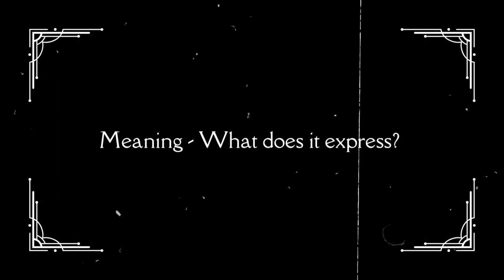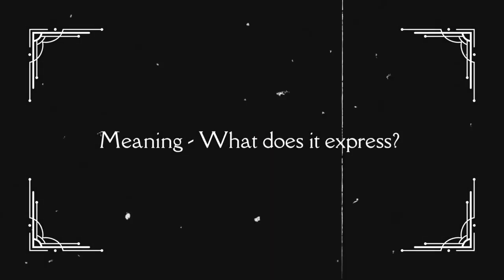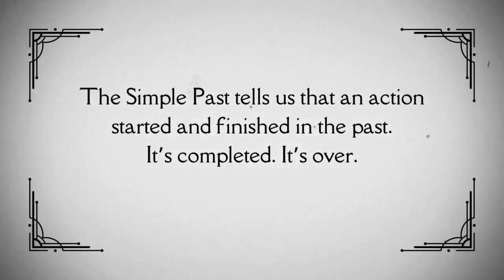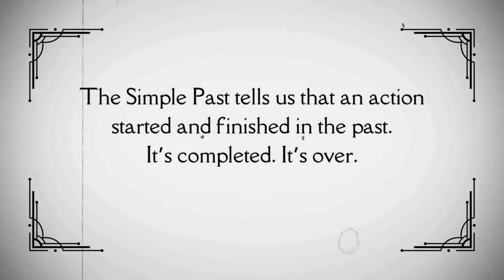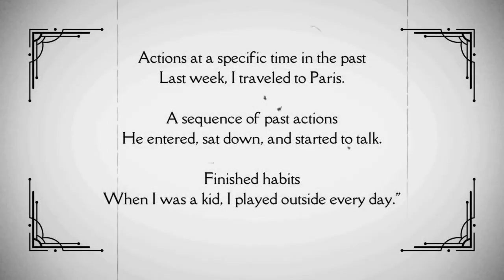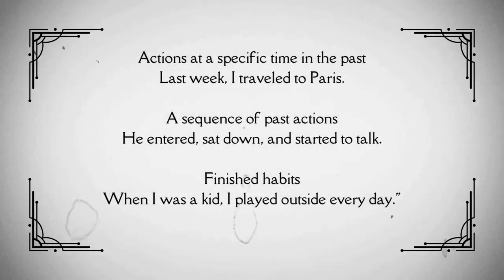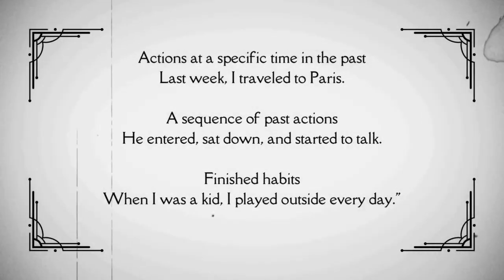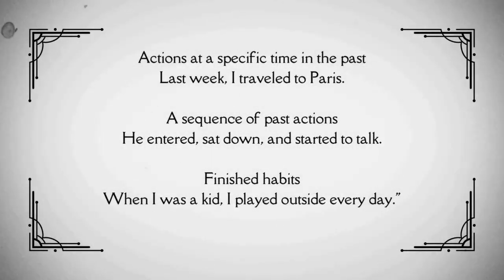Of course, if we are talking about the simple past, we need to know when to use it and how to use it. The simple past tells us that the action started and finished in the past. It's completed. It's over. We use the simple past for actions at a specific time in the past, and you can use some support words like last week, last year, in 1969. For example, last week I traveled to Paris.